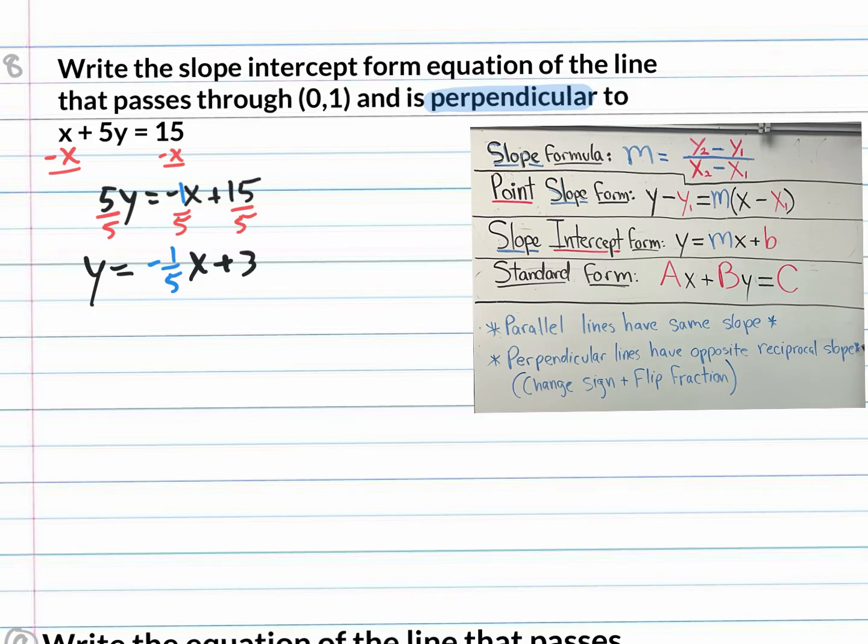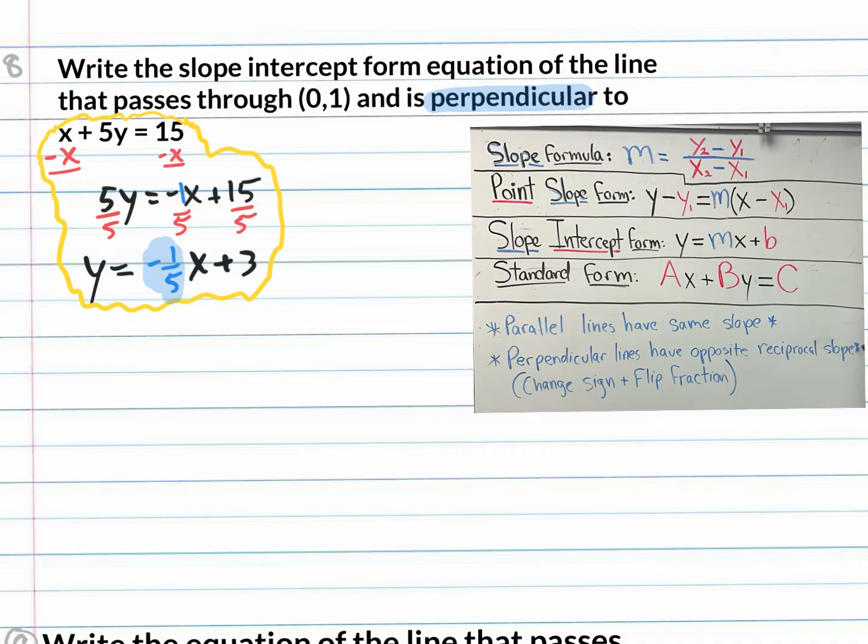So all we did here was change this standard form, ax plus by equals c, to slope-intercept form. Why did we do that? So we could now see the slope. What is the slope? Negative 1 over 5. Now, if this would have said parallel, then our slope would also be the exact same slope, negative 1 over 5.